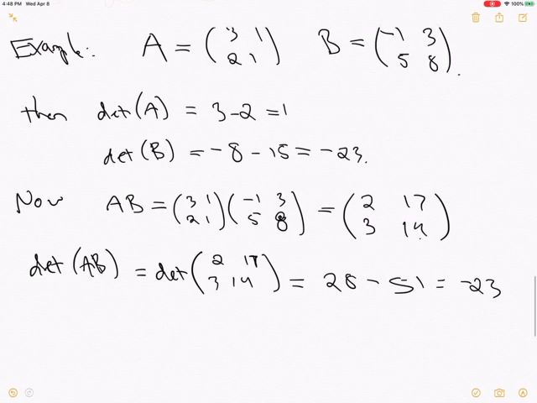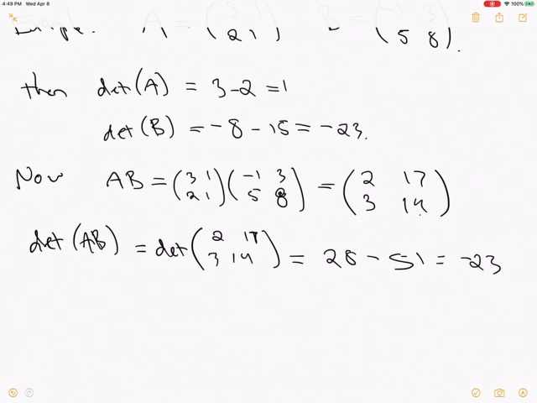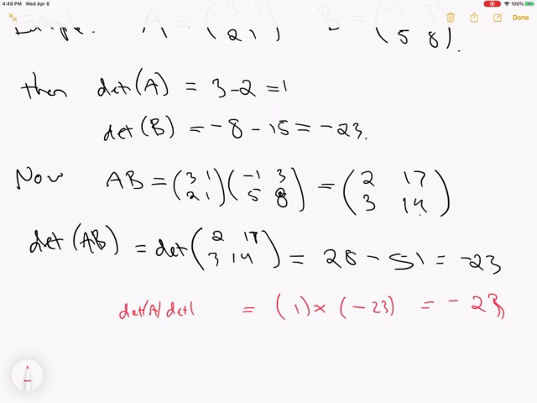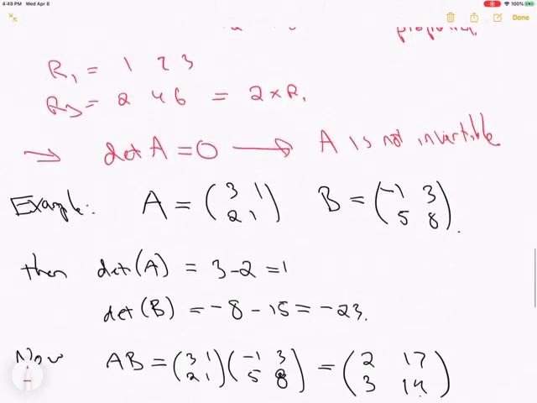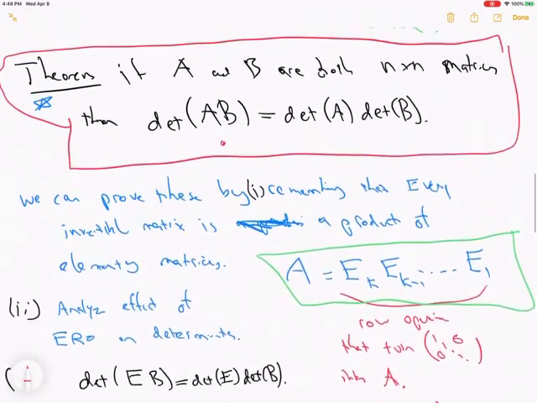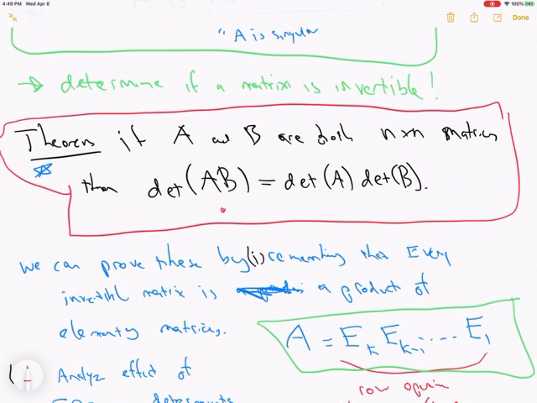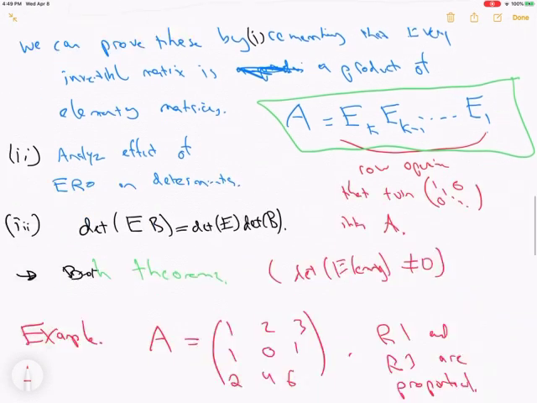So you can see that minus 23 is of course the same thing as minus 23 times 1. This is kind of an extreme example, and of course the determinant of A is 1 times the determinant of B. So we have this equality here. That's just showing you this multiplicative property of determinants, which is very powerful.